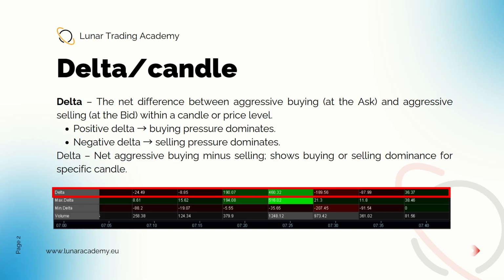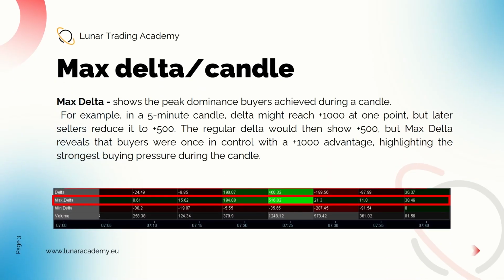However, the delta only shows us the final, net delta, which is beneficial, but there is something which displays delta in more detail, and that is max delta and min delta. Max delta shows the peak dominance buyers achieved during a single candle.